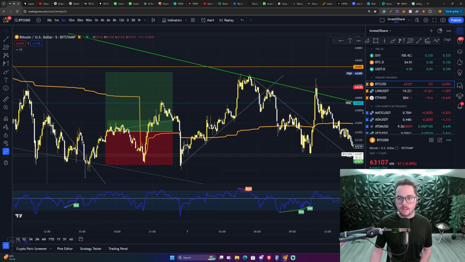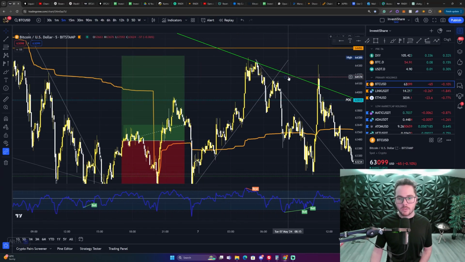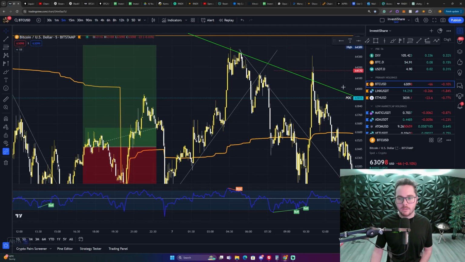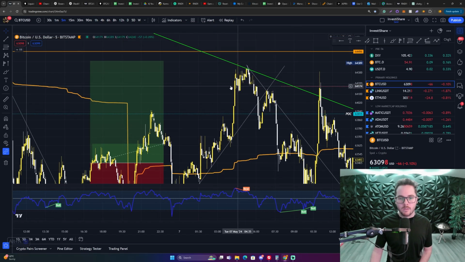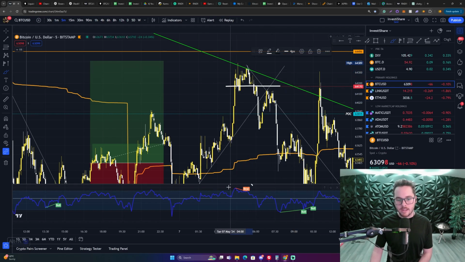So this is the uptrending momentum. The fixed range hasn't updated, but it's where this red line is here. That's the value area high. When we lost the value area high, in confluence with the double top, the downtrending resistance, the bearish divergence and the confirmation, it would have been a great short.